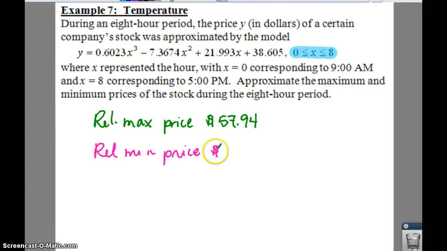The relative minimum price is $35.30. Hopefully these last couple examples show you why your graphing calculator is actually kind of nice and useful, because otherwise you would have to plug in a whole slew of numbers. In fact, I doubt you would plug in 57.94 or plug in different decimal values for your x's to find these minimum and maximum values. I don't know, I could be wrong, but I'm going to guess I'm not.